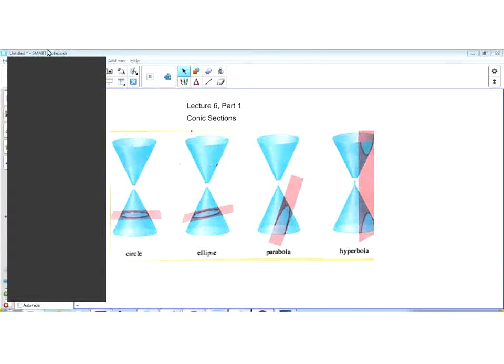Make sure I've got the tool shared out. Okay, yeah, so we're shared.